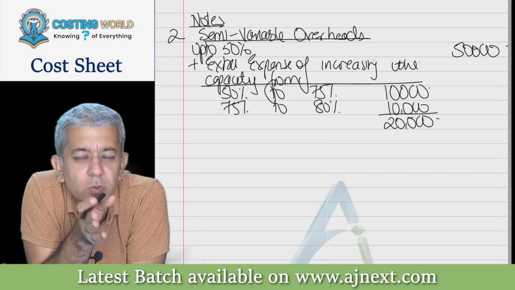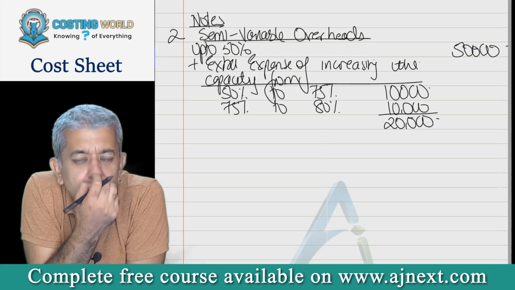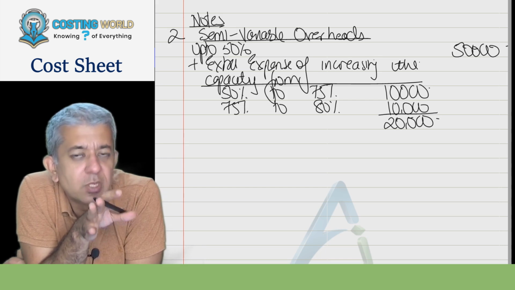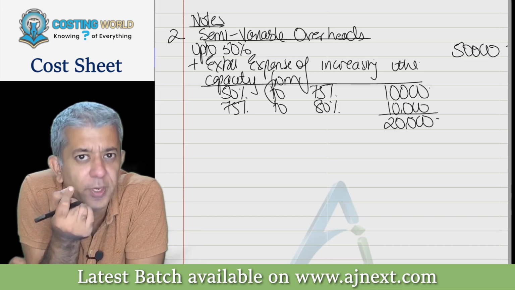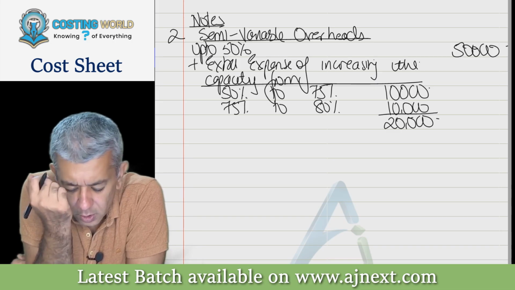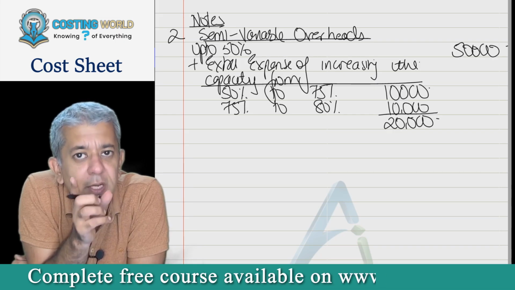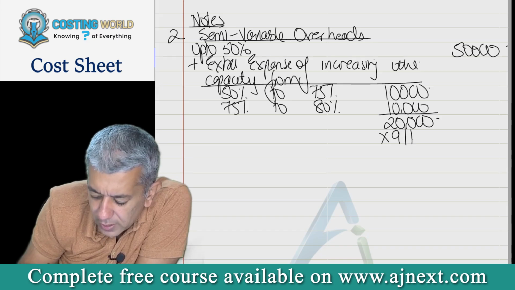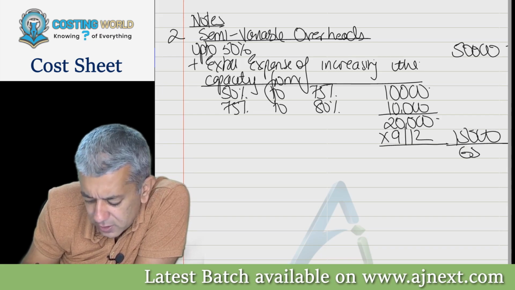Means 20,000 is incurred for 12 months. It was 10,000 per annum, so therefore it's 20,000 per annum. But we want to be only increasing the capacity for how many months? 9 months. So therefore into 9 by 12, this will be 15,000. Answer is 65,000.